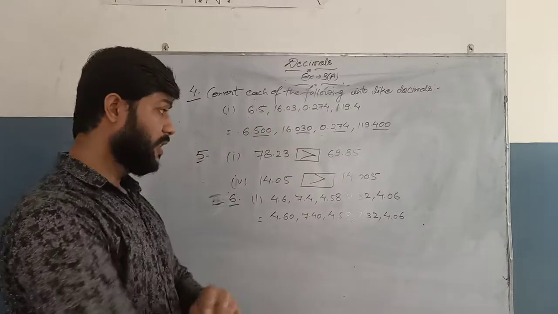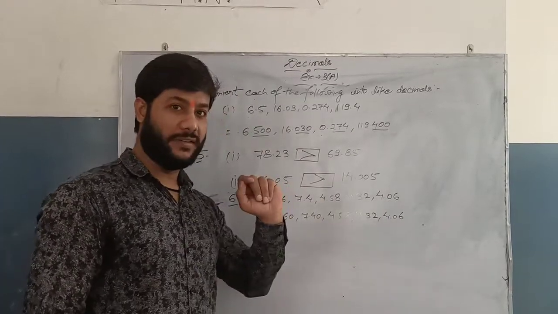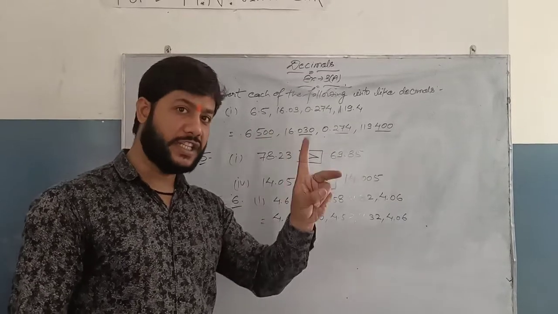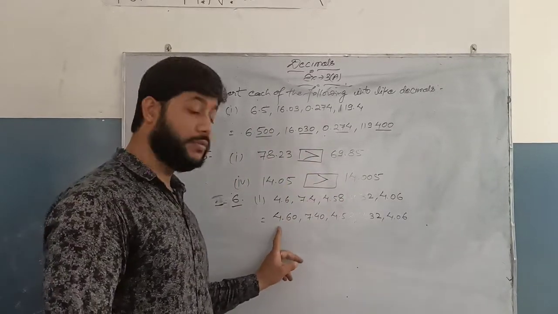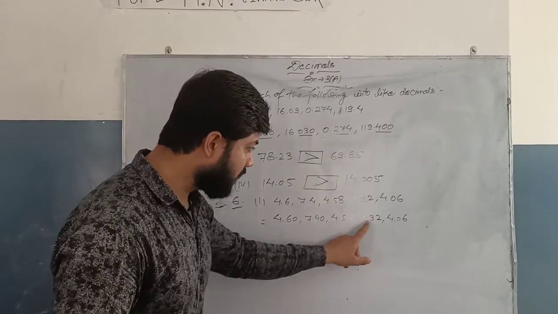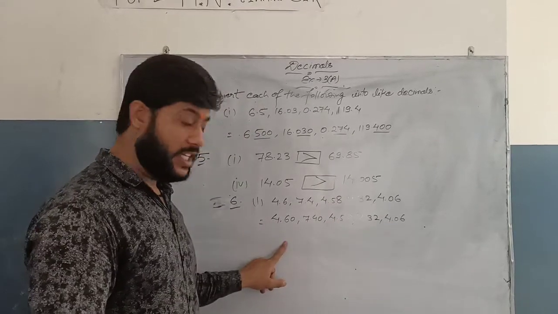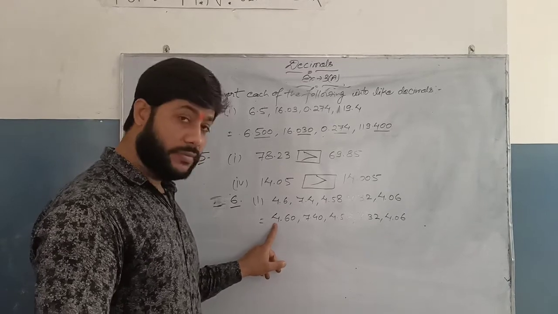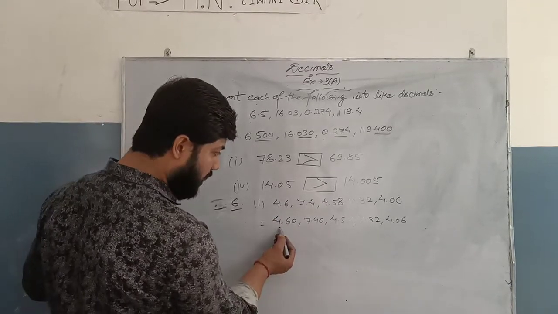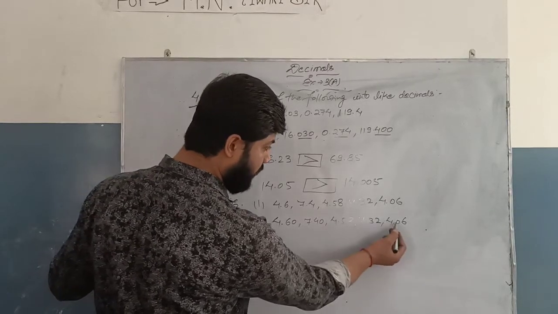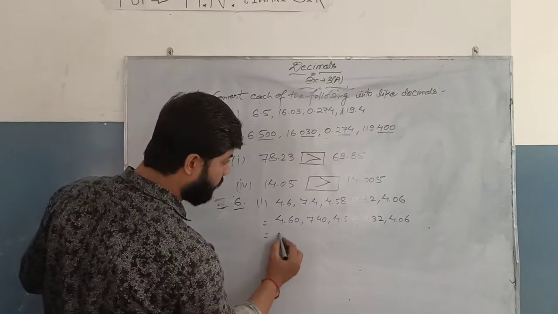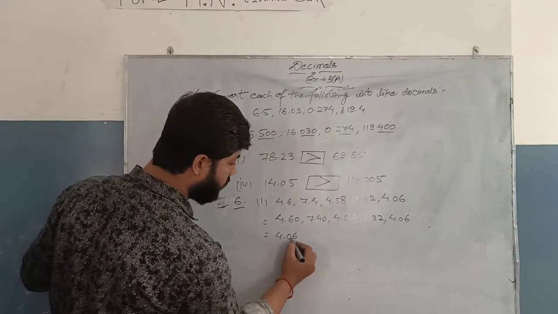Now we will compare their whole number part first. There are two parts of decimals, na? Whole number part and decimal part. So at first we will compare their whole number part. That is 4, 7, 4, 7, 4. So which one is the smallest? 4. Now we will see their decimal part. So in 4 decimal 60, 4 decimal 58 and 4 decimal 06, this one is the smallest. So we will write 4 decimal 06.